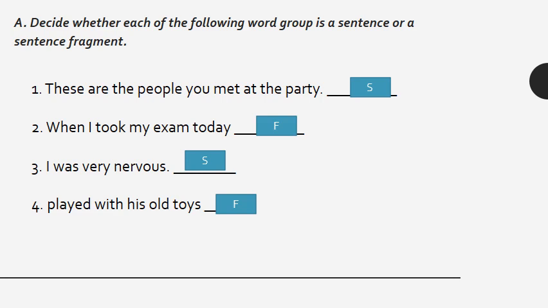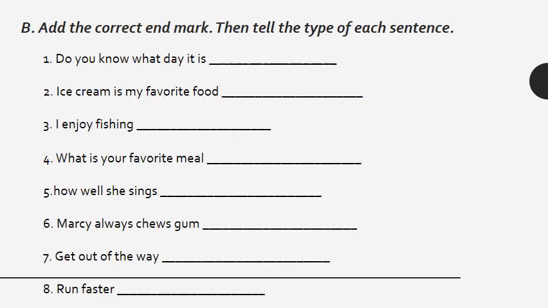Now let's move to the last exercise. Exercise B, the last exercise in this video, is about the types of sentences. I must do two things here. First, add the correct end mark, then tell the type of each sentence. What are the four types of sentences? Question, command, statement, and exclamation.